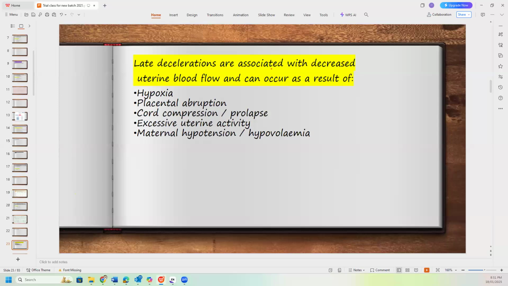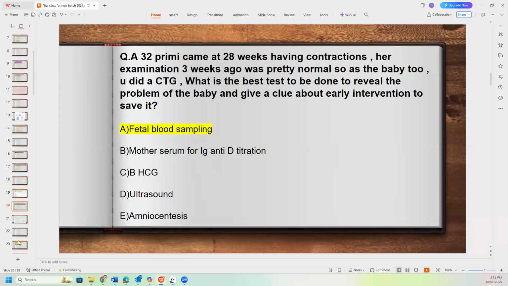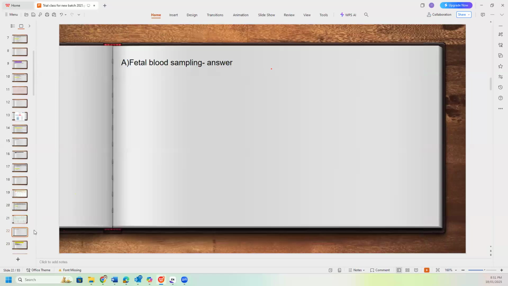No, we can't do amniocentesis to detect any abnormalities in CTG. It doesn't give you any information. So what we will do is fetal blood sampling when we know there are late decelerations going on in this CTG.